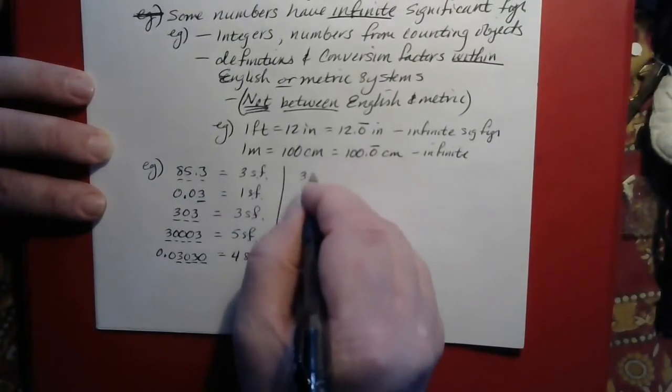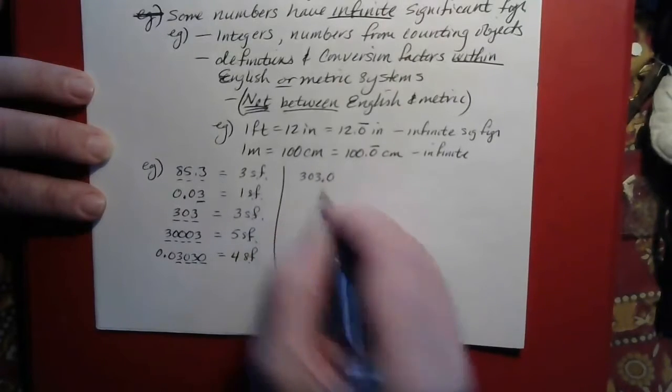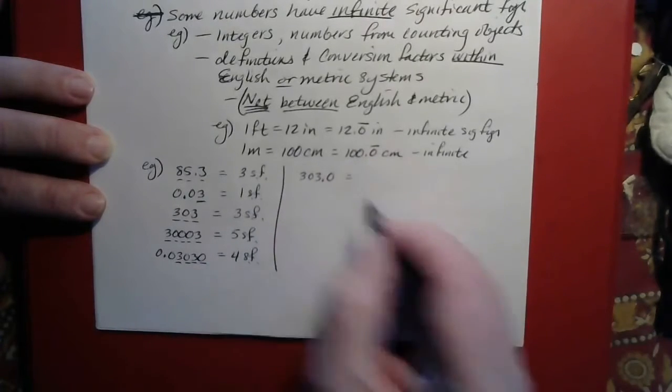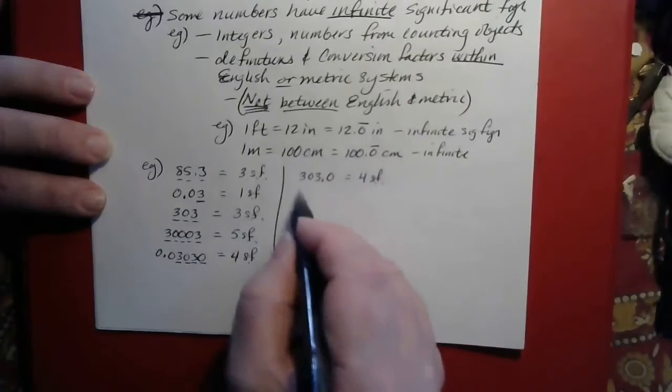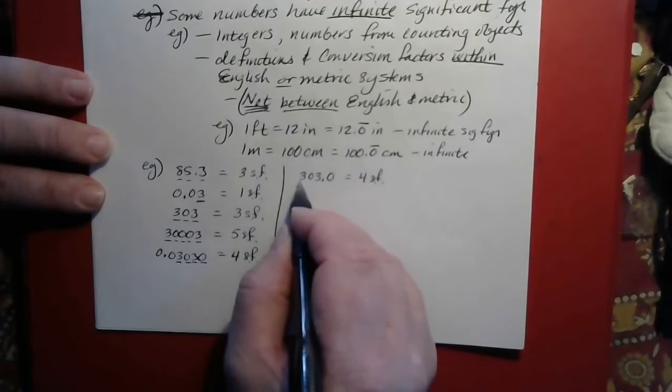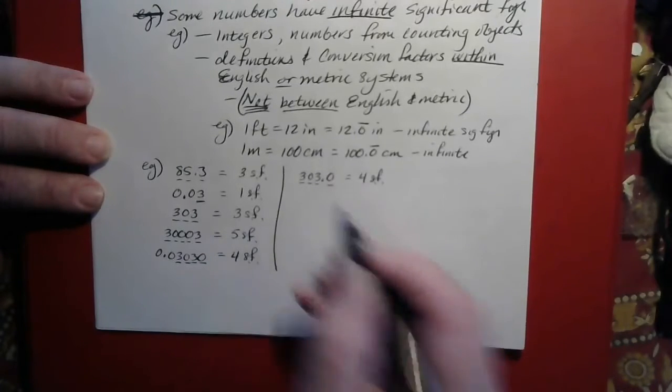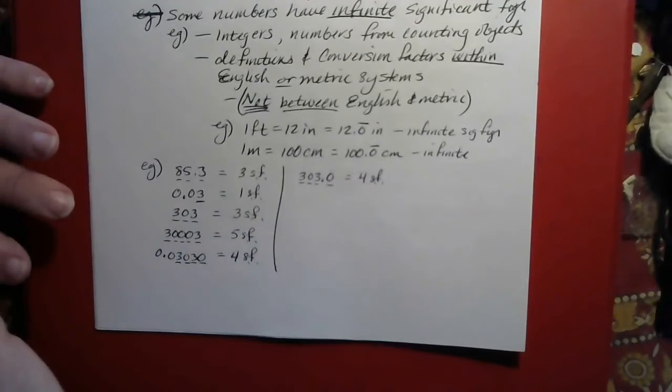We have maybe 303.0. That would be 4 significant figures. All of them count in this case. The 0 in the middle counts, and the 0 at the end counts again because there is a decimal point.